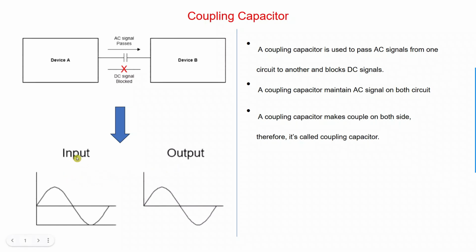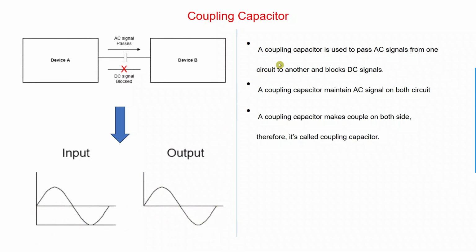So this is the input before capacitor and this is the output after capacitor. So in this graph it contains DC and AC both signal, and in the output side it contains only pure AC signal. So this is a mixed AC and DC bias, and this is only pure AC signal.